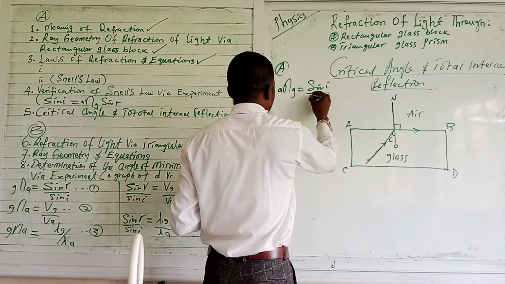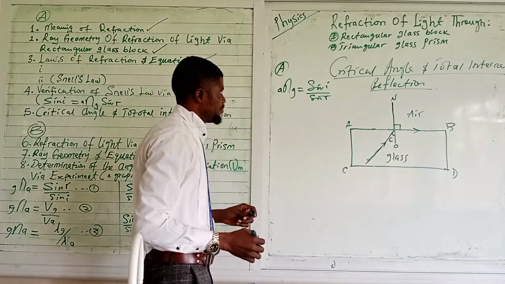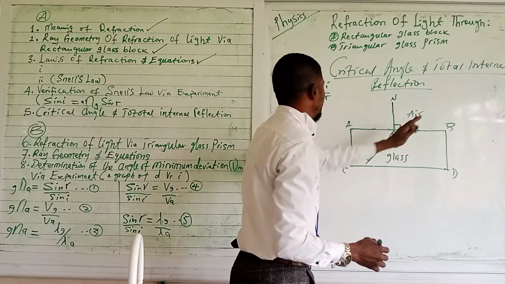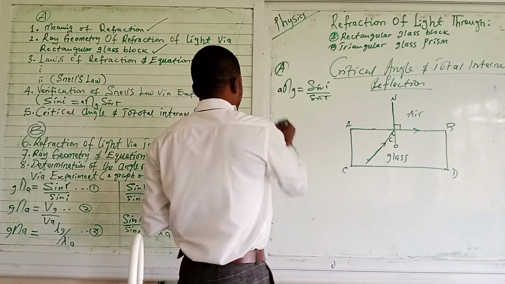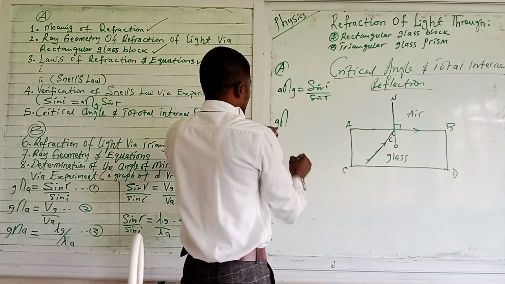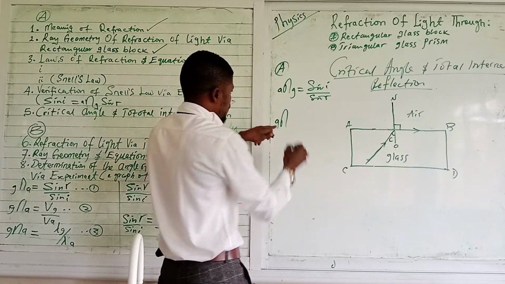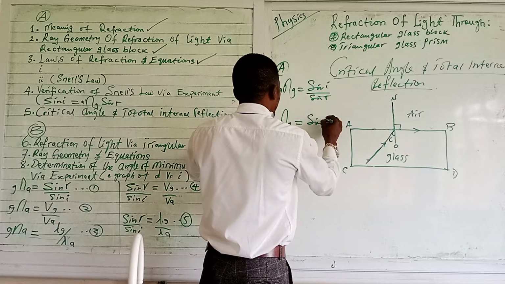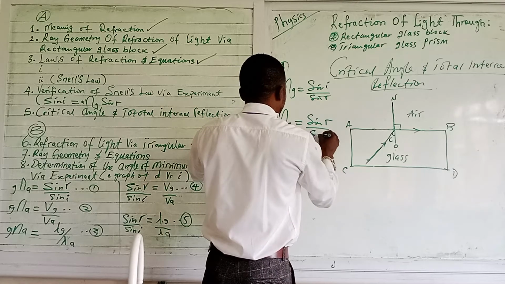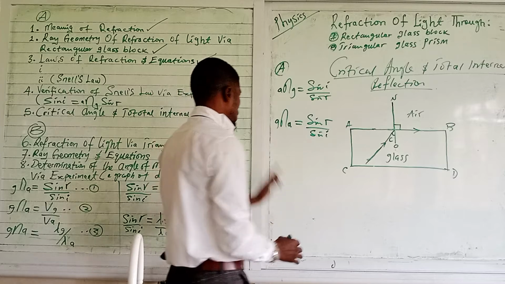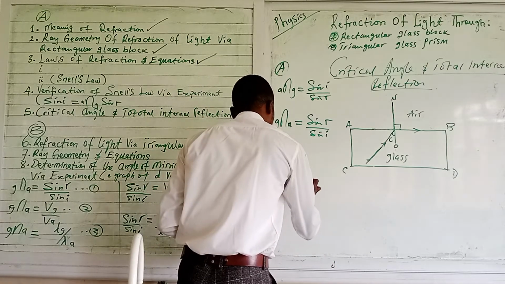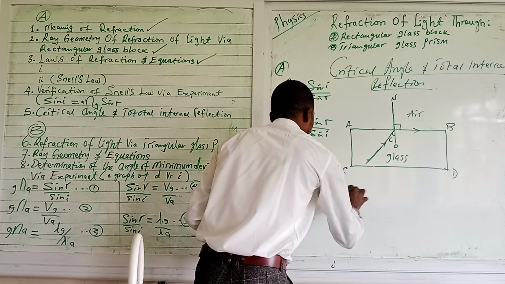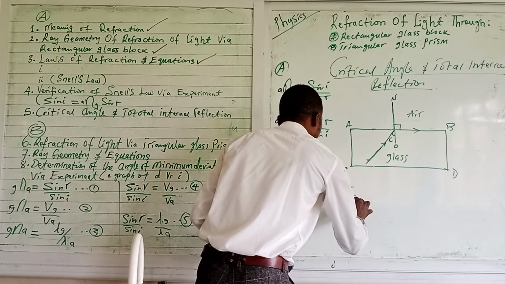Now, I was saying that you have refractive index n is equal to what? Sine i over what? Sine r. Now, when the ray of light is traveling from air to glass, you have to reciprocate this by saying the refractive index of glass with respect to air, gna, becomes the sine of r over what? The sine of i. Now, let's step this down. We have gna is equal to what? Sine r over sine i.